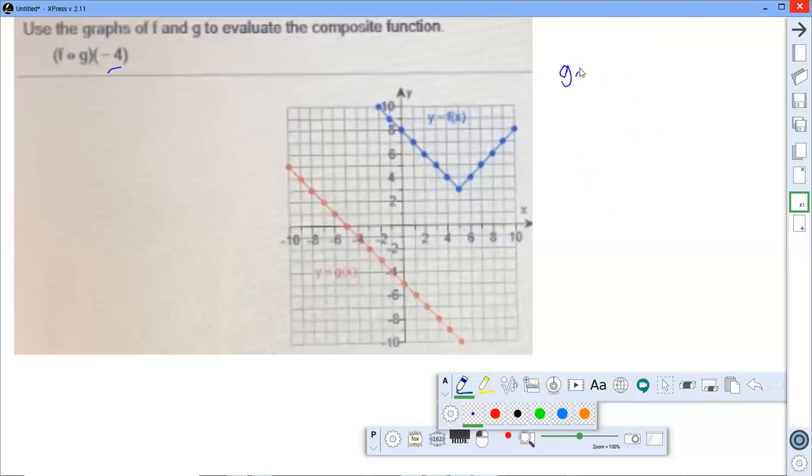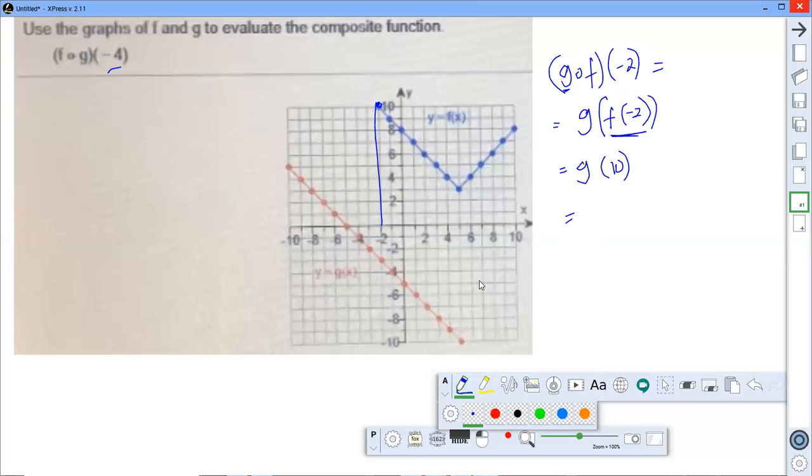Let's do g of f of, let's say, -2. Again, your outside function is g. Copy that. Then we write f of -2. Now we need to find what f of -2 is. I'm going to copy g, f of -2. F is the blue one, so f of -2 is right there. That's 10. Now we need to find g of 10, but we can't really see 10 on the graph, so we can't read the answer to that.